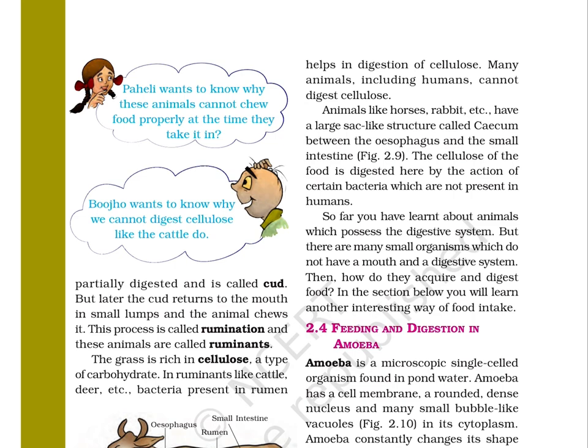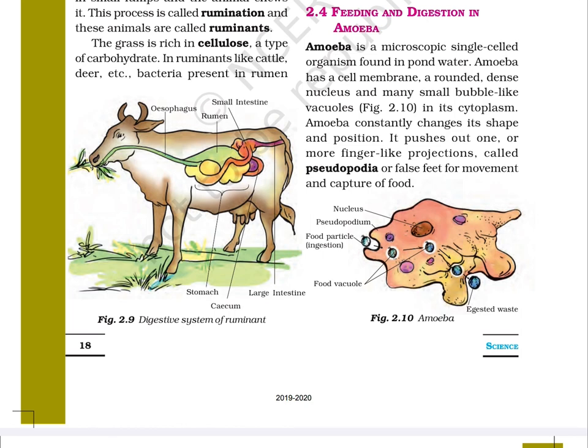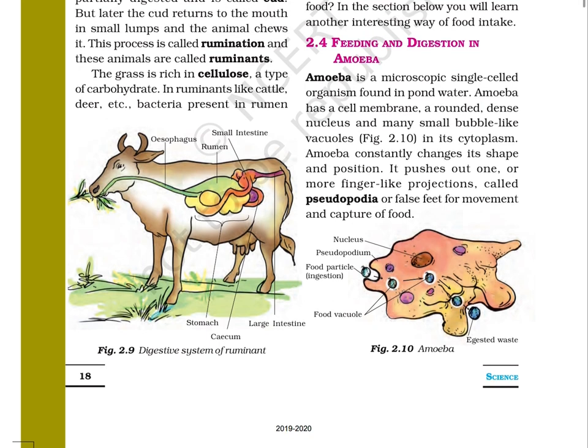This is the picture of a cow eating grass. The grass through the esophagus moves towards the stomach. We can observe rumen inside the stomach. Then the grass moves towards the small intestine and from there on towards the large intestine. We can also observe the cecum close to the stomach.